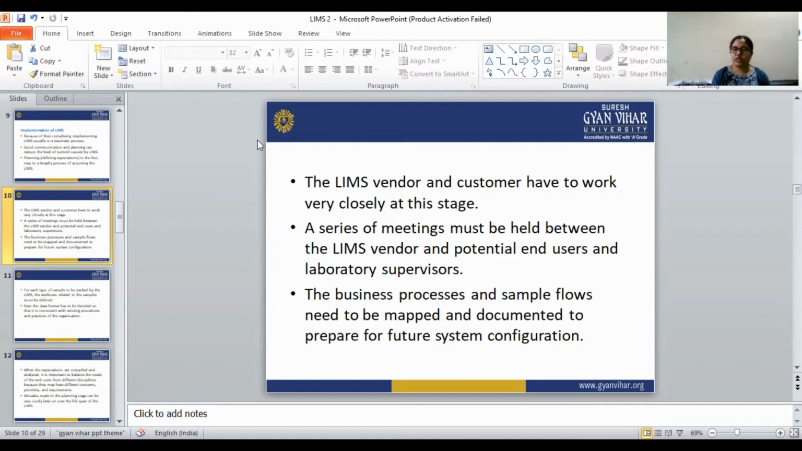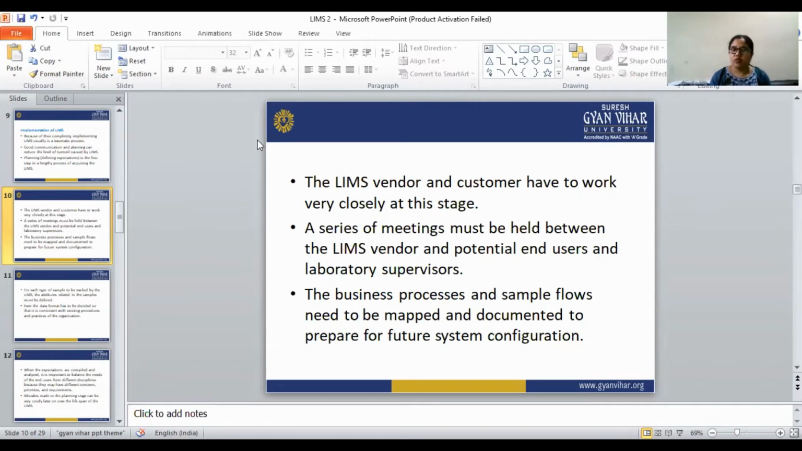And a series of meetings must be held between the LIMS vendor and the potential end users and the laboratory supervisors, because these supervisors are going to handle the LIMS. So it is a must to train all the supervisors present in a particular laboratory, meaning they have to be trained how to use the LIMS.